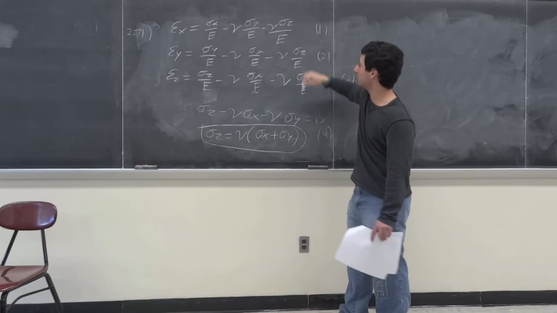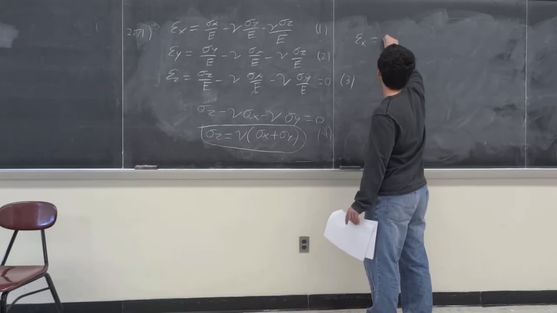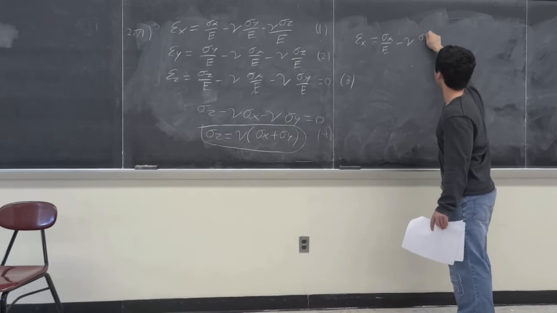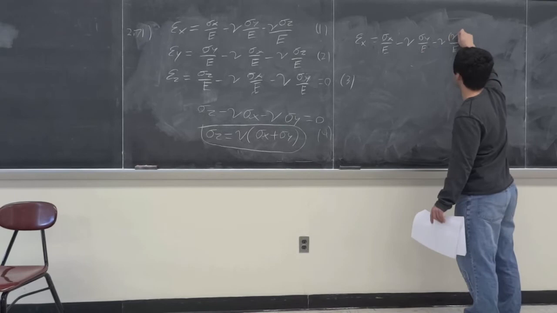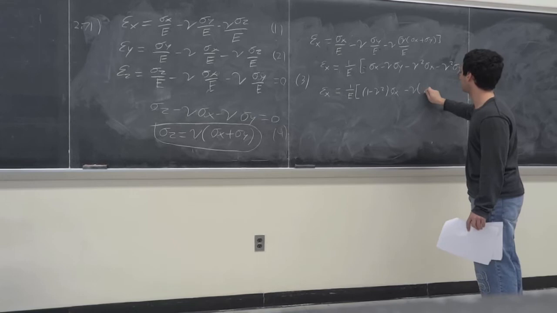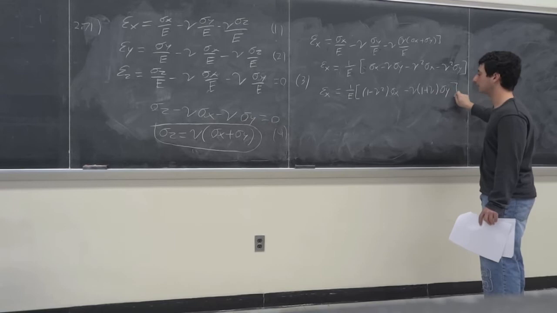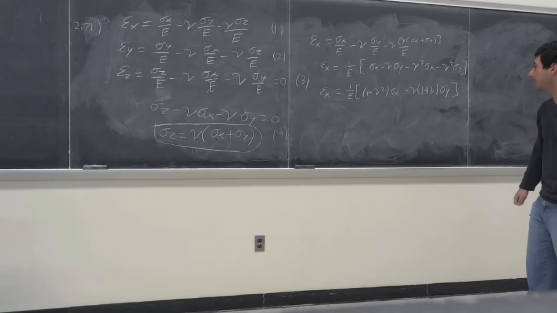So let's start with epsilon x. All right, so epsilon x is equal to sigma x over E minus the Poisson ratio sigma y over E minus the Poisson ratio over E, and we're sticking in sigma z. So this is multiplied by the Poisson ratio, and then you have the rest of the equation. You have minus the Poisson ratio 1 plus the Poisson ratio times sigma y. You guys agree? Now it's proven.